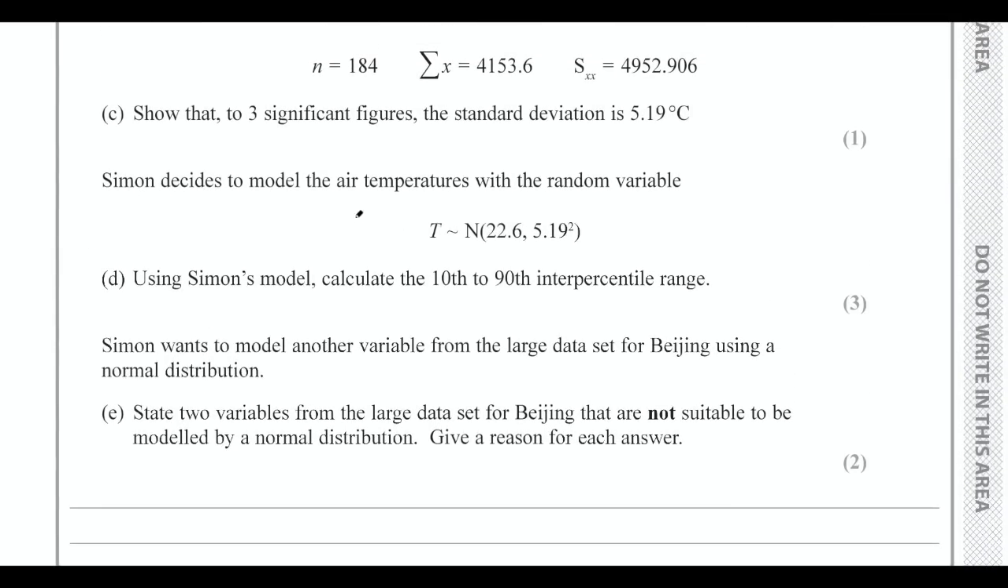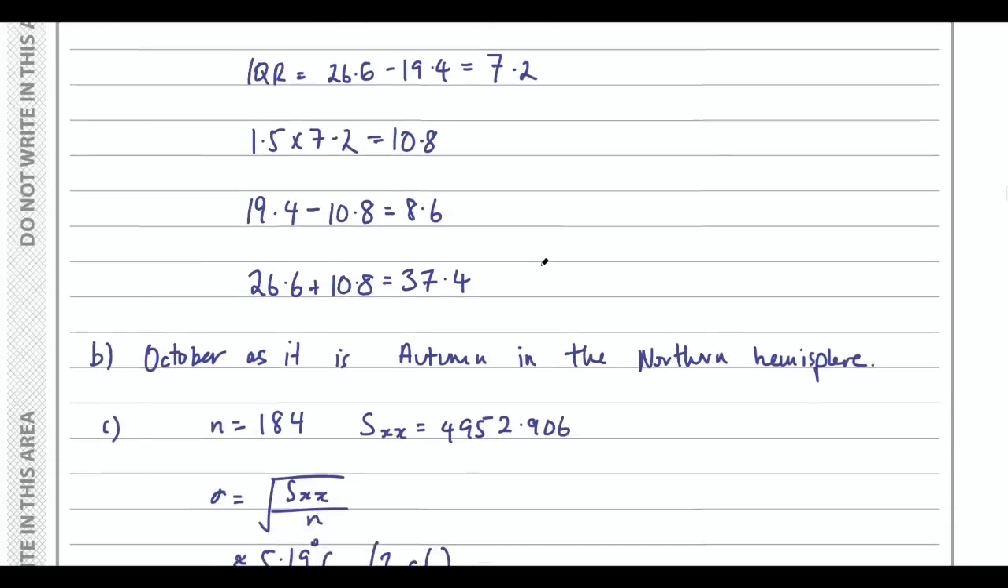Part D says Simon decides to model the air temperatures with the random variable T, approximated by a normal distribution with mean of 22.6 and standard deviation 5.19. Using Simon's model, calculate the 10th to 90th interpercentile range. To work this out, we can find the temperature at the 90th percentile and the temperature at the 10th percentile, and then work out the range between those temperatures. But let's get started on D down below.